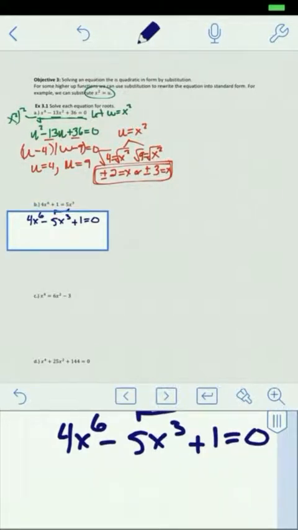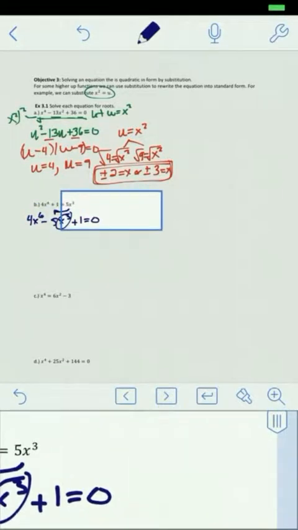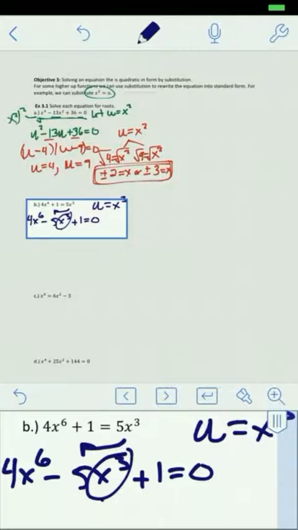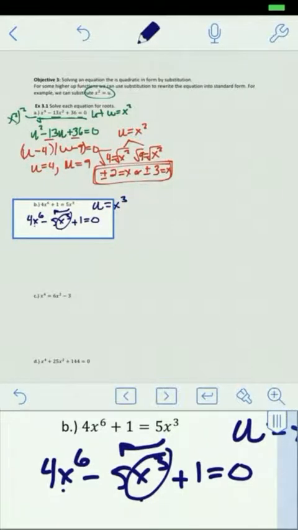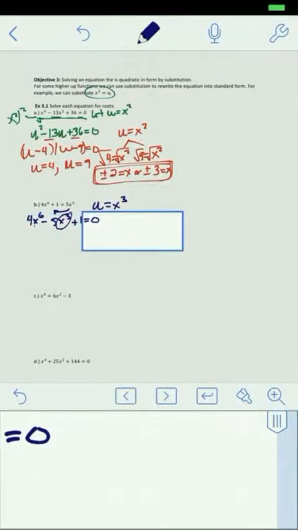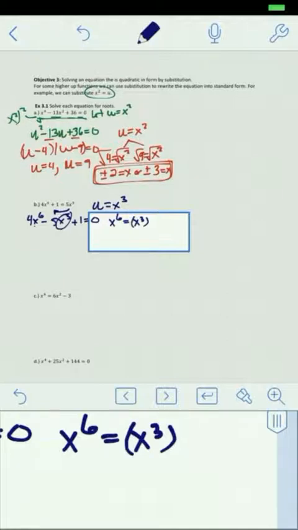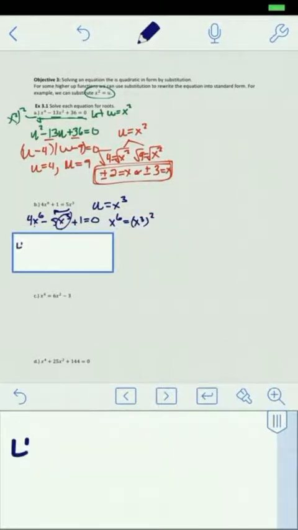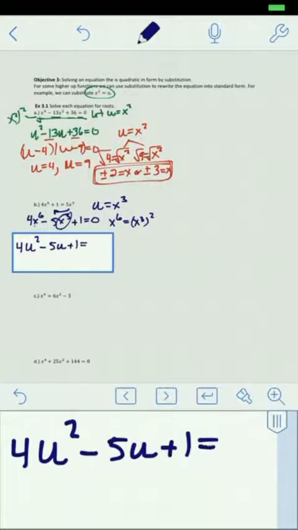Now in this case, the problem isn't so much that I have an x squared and an extra x squared, it's I have an extra x cubed. The second term here kind of always tells me what my u is going to be. So I'm going to let u equal x cubed. That way that'll just be a u, and hopefully this first term will be something squared so that I can actually use quadratic formula, or quadratic solving. So when I do that, I remember x to the 6th is going to be x to the 3rd squared. And we end up getting 4u squared minus 5u plus 1 is equal to 0.